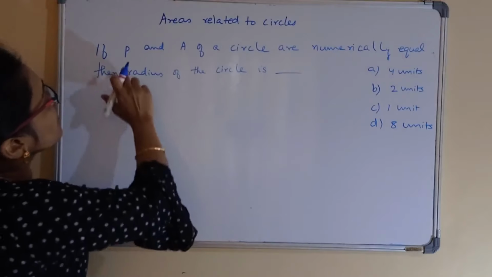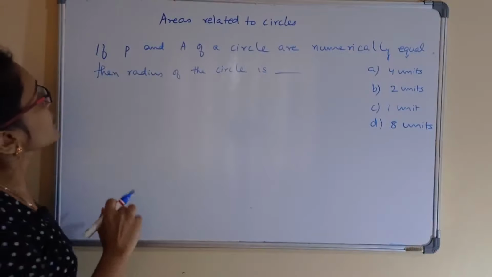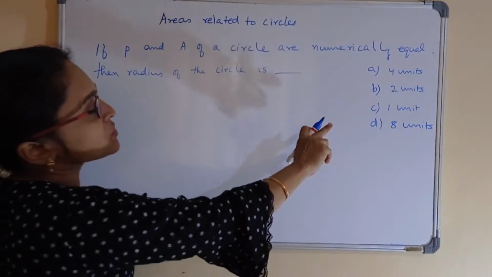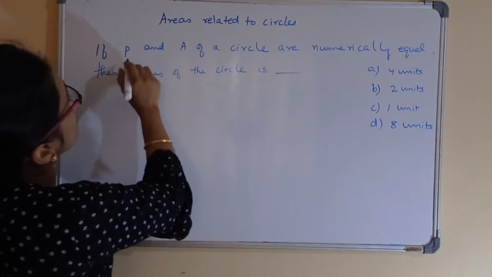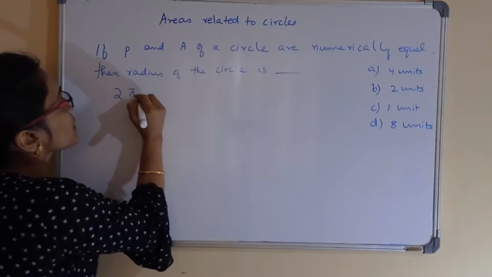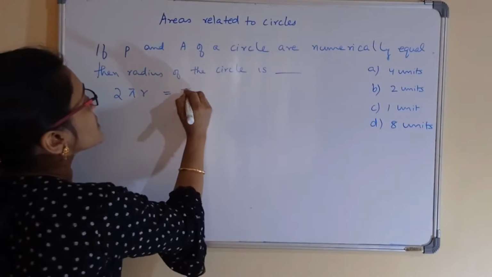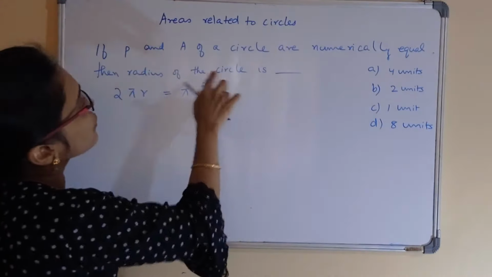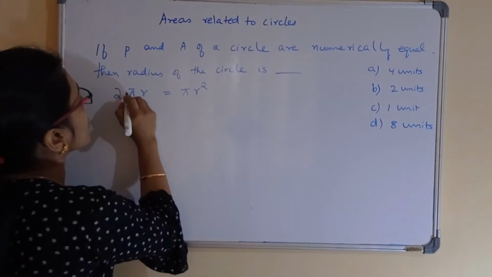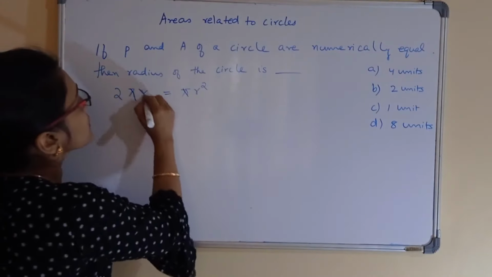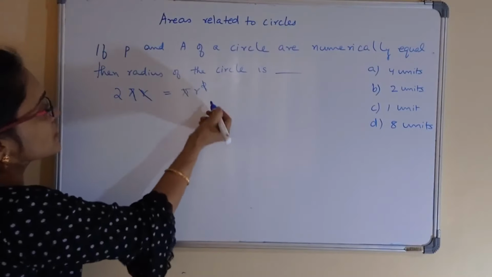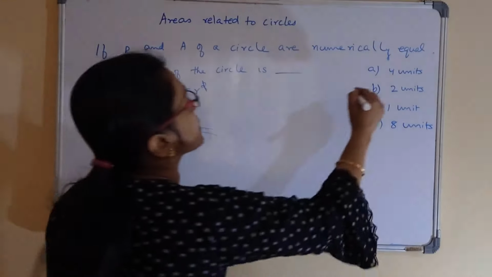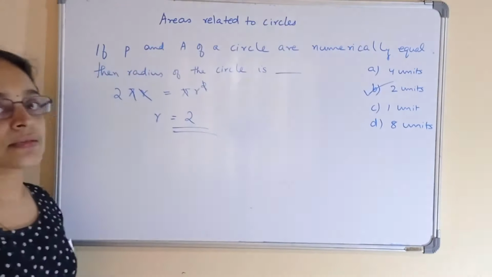Okay. Next one is, if perimeter and area of a circle are numerically equal, then the radius of the circle is dash. And the options are 4 units, 2 units, 1 unit and 8 units. So perimeter of a circle is 2 pi r is equal to area, which is pi r square. So we have to find the value of r, that is radius. So pi and pi will get cancelled, and 1 r from this and 1 r from this will get cancelled, which means r is equal to 2. So the radius of the circle is 2 units.